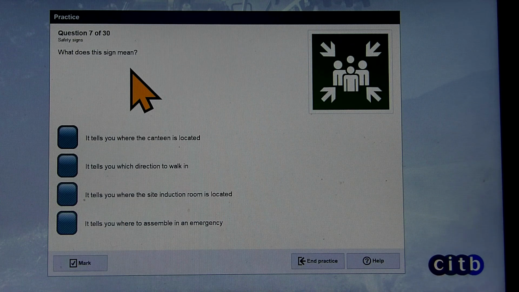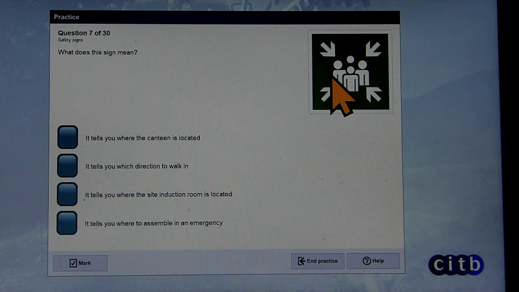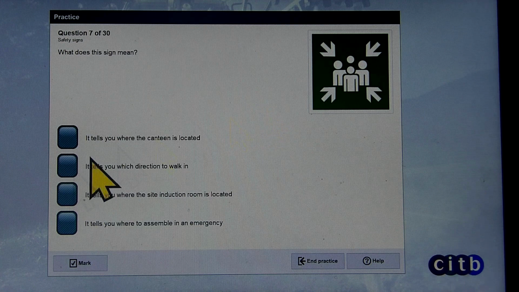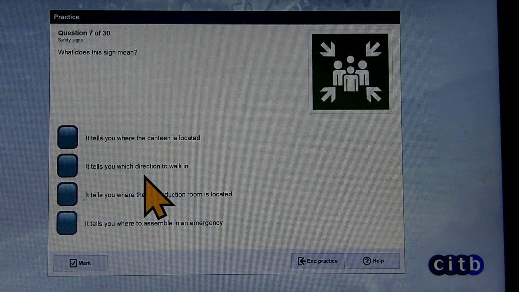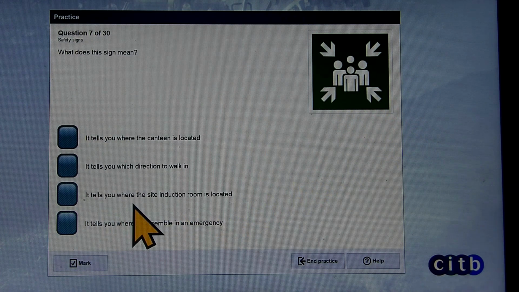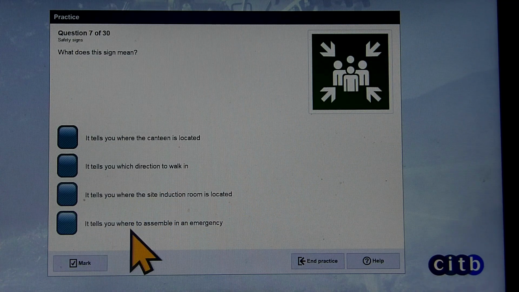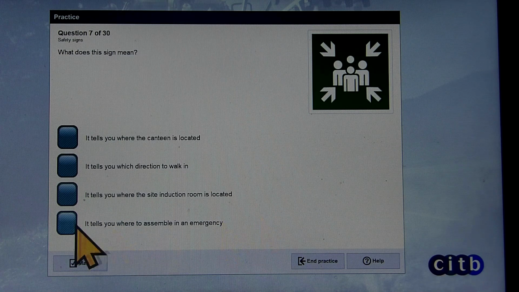Okay, what does this sign mean? It tells you where the canteen is located. Is that it? It tells you which direction to walk in. Is that about walking? It tells you where the site induction room is located. It tells you where to assemble in an emergency. This shows us where to assemble in an emergency.